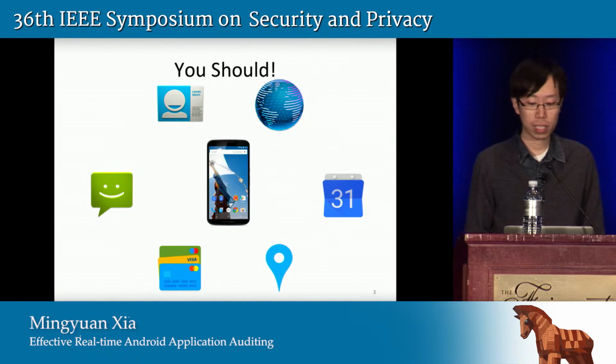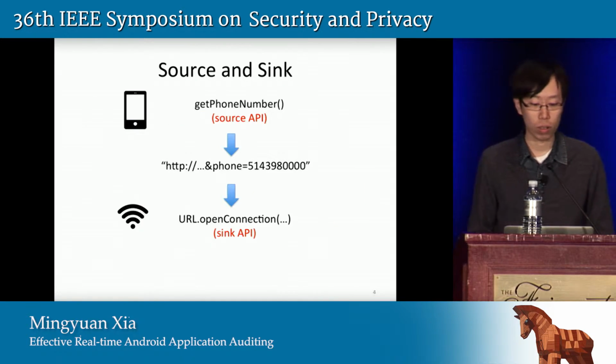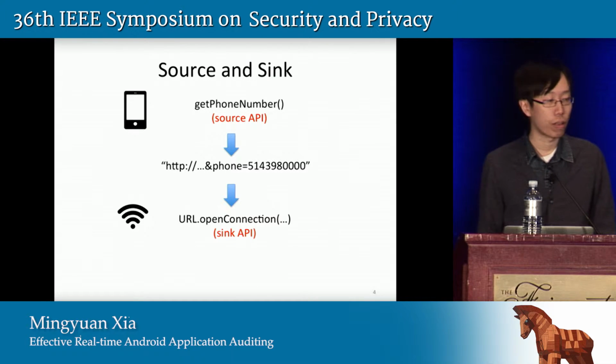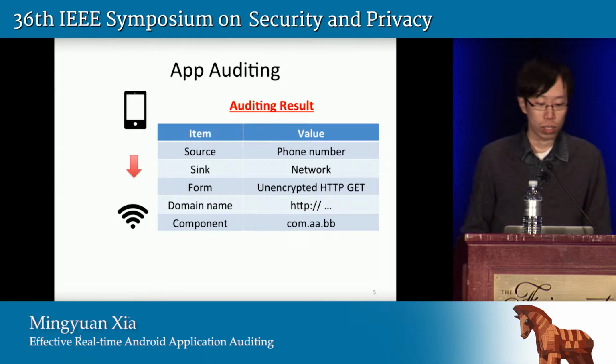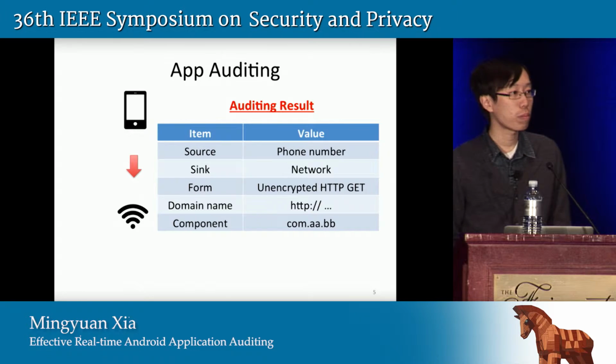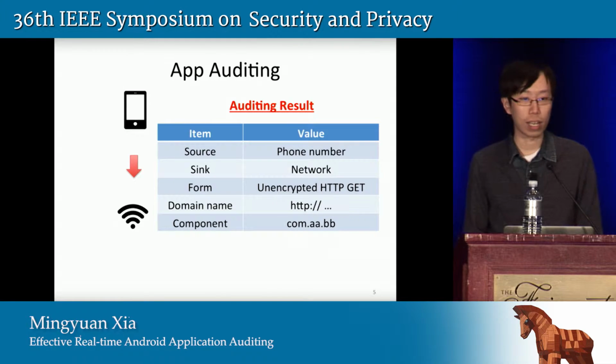Data leaks are commonly related to a source and a sink. For example, an app can get the phone number from a source API. Then you can transform this phone number into a URL, and then call URL.openConnection to leak it. So here, app auditing aims to uncover those data leaks in apps.